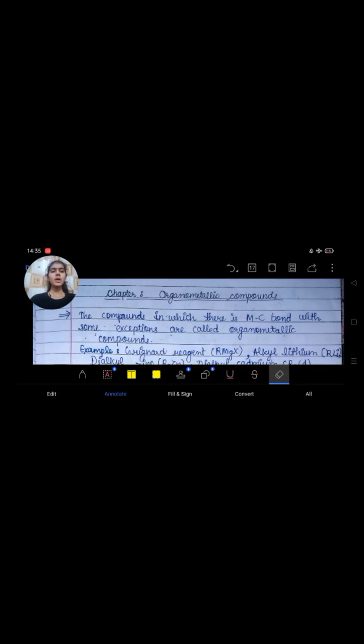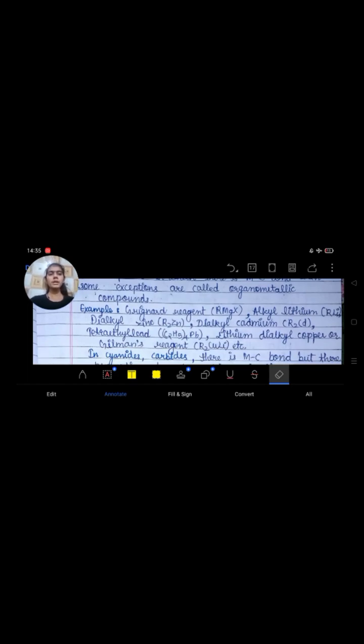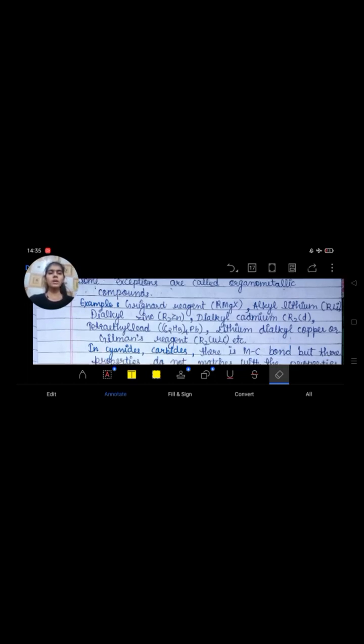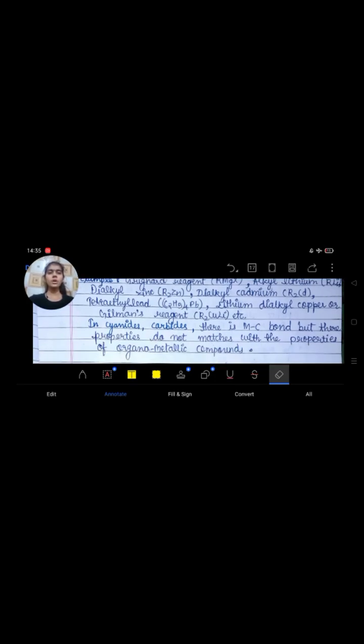The compounds in which there is a metal-carbon bond, with some exceptions, are called organometallic compounds. That is, organometallic compounds are those in which there is one metal and one carbon, and the bond between them is an organometallic bond. But there are some exceptions also. For example, Grignard reagent, alkyl lithium, dialkyl zinc, dialkyl cadmium, tetraethyl lead. There are many examples of organometallic compounds.